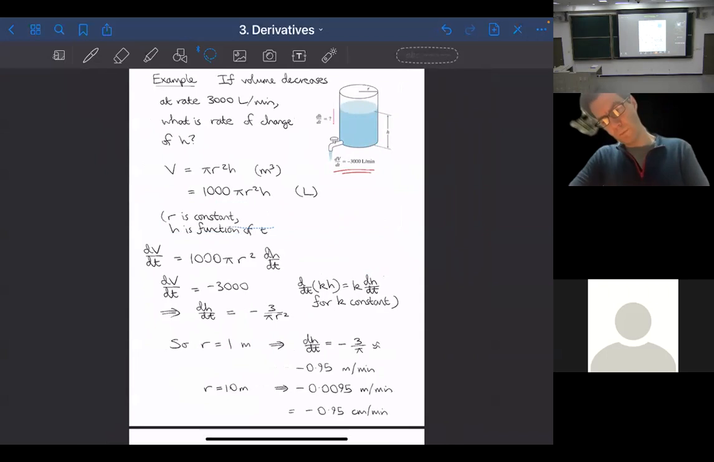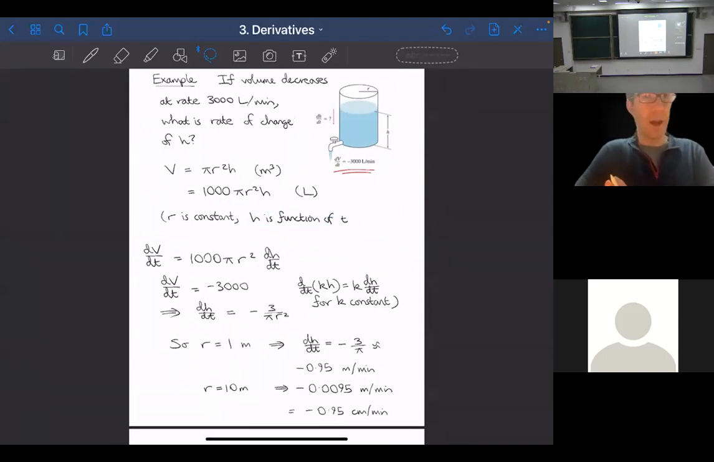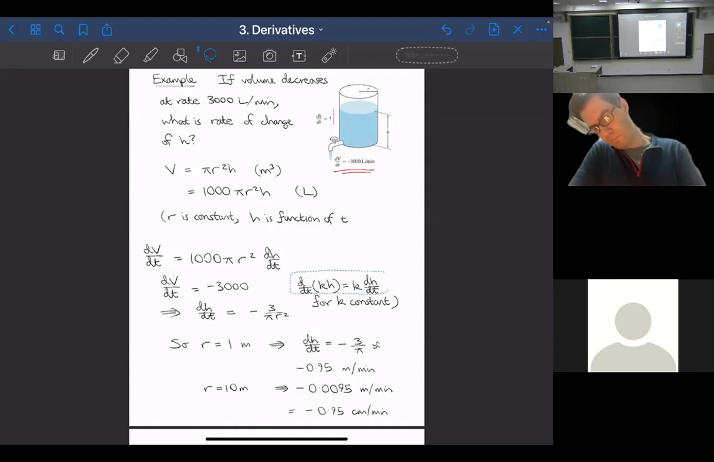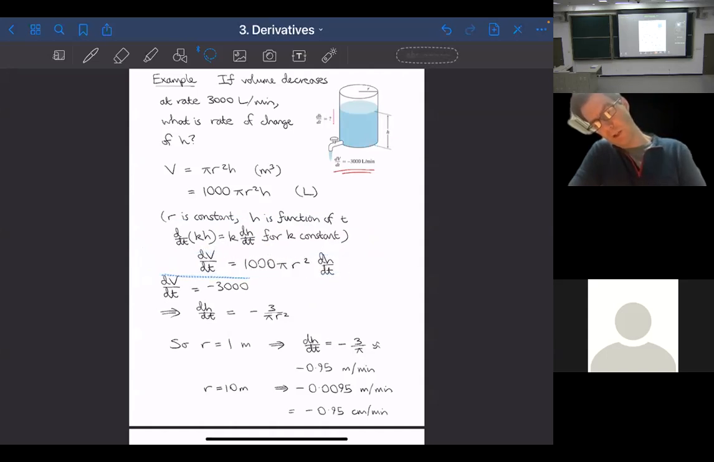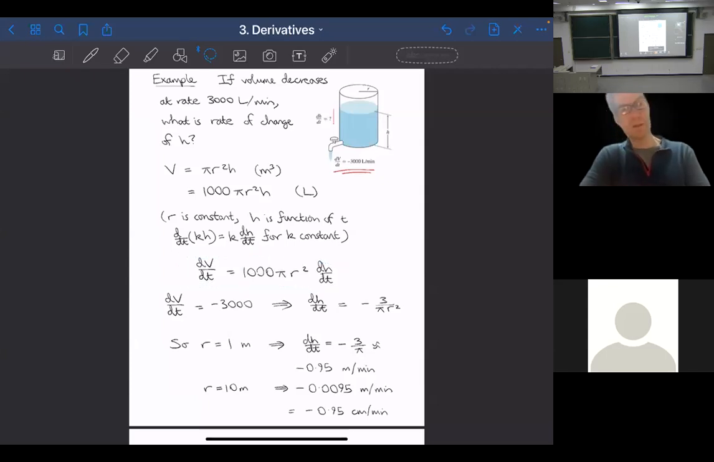So in this case, R is constant and H is a function of time. So when I differentiate this equation, the derivative of the left-hand side is, of course, dV by dt. That's just the definition. But the derivative on the right-hand side is also really easy to calculate, because the right-hand side is just a constant times h. So remember, r is a constant, so 1000 pi r squared is also a constant. So we have differentiated the right-hand side. It's really simple to do that, because the right-hand side is just a constant times h. So, great.